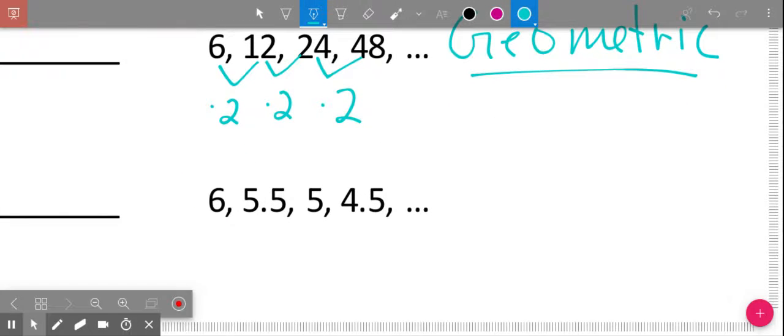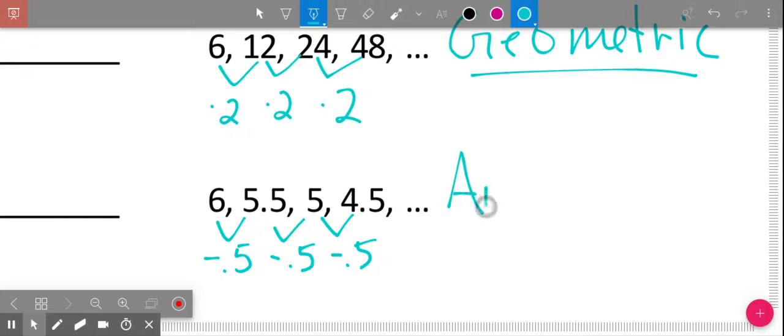The next one, we've got a decimal here. From 6 to 5.5, we're going down 0.5. From 5.5 to 5, we're subtracting 0.5. And 5 to 4.5, we're subtracting 0.5. So here, we are subtracting the same number. That makes that a common difference. So that's going to be arithmetic.